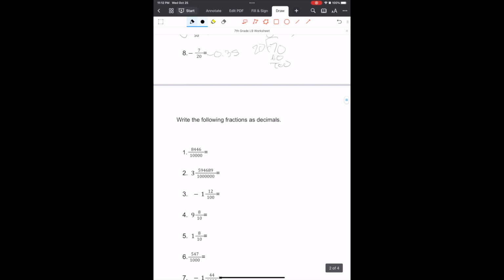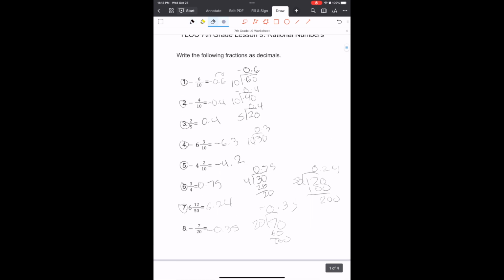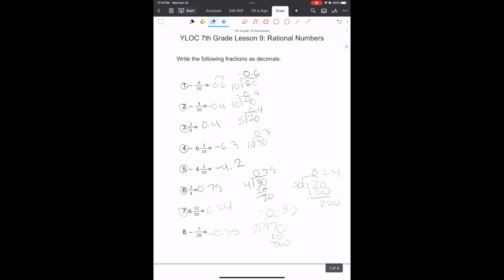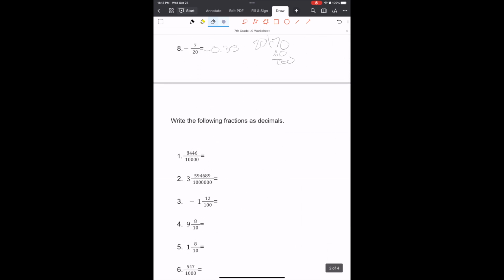Alright, let's move on to the next one. Write the following fractions as decimals. These are bigger, but using what we learned before, we could do this. What I said was that in 0.6, the 6 is in the 10th place because you're doing 6 over 10. So here, this would be the same thing. However, this is the 10,000s. So 0.8446, right? Because it's already in the 10,000s place.